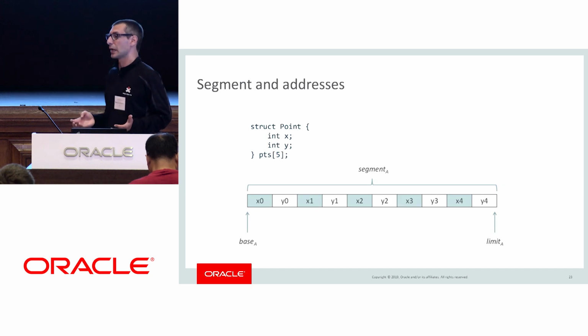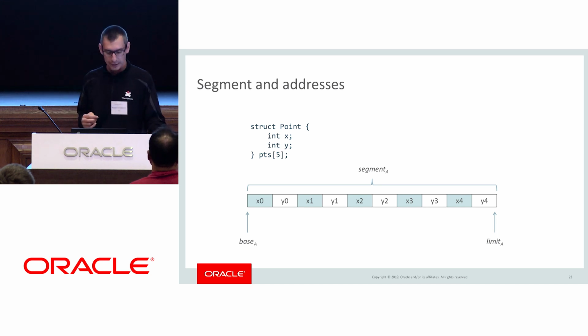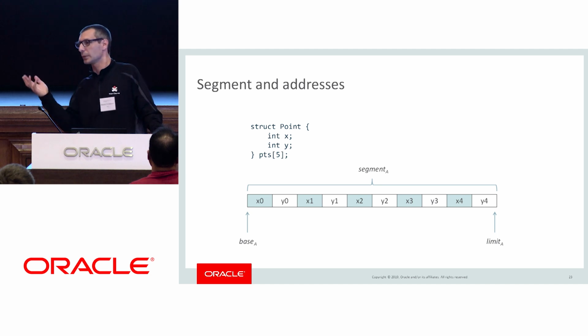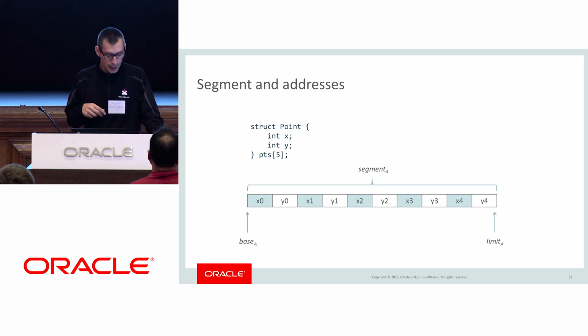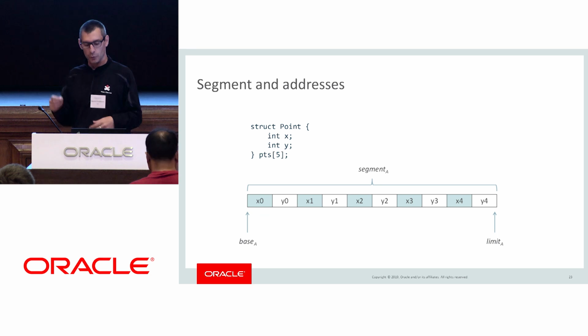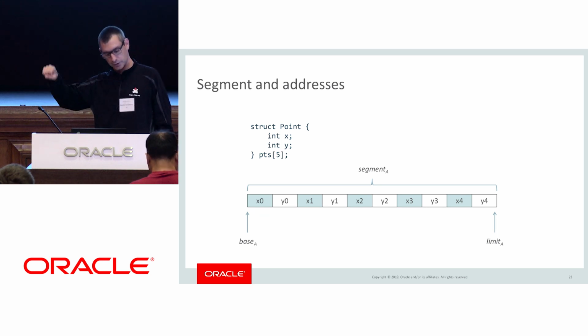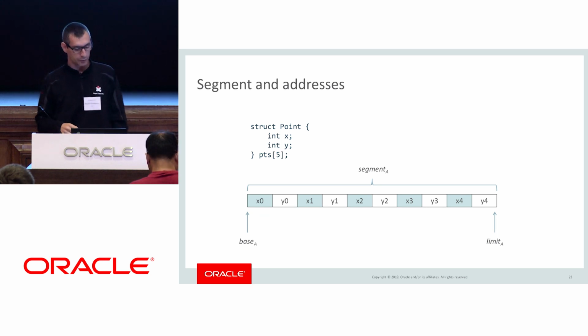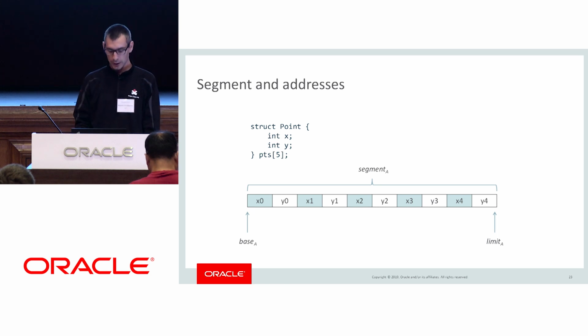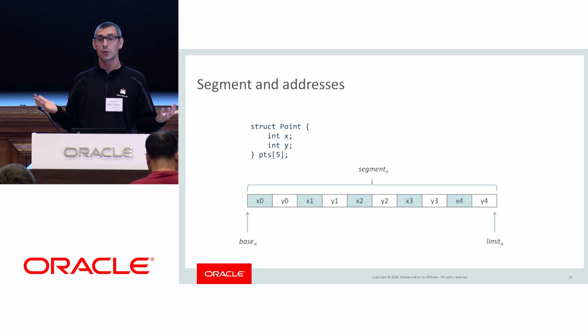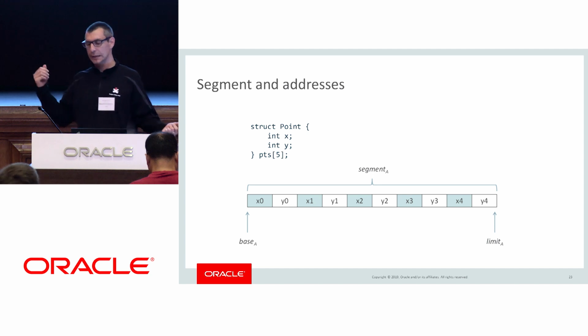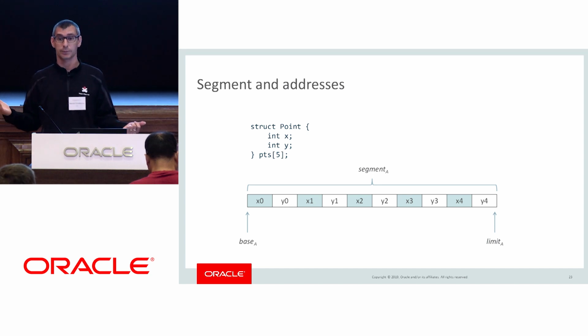So this is what a segment looks like. I use the C syntax to describe the layout of the segment a little bit better. We have a start point with two coordinates, x and y. We can assume that the coordinates are 4 bytes each. And then we have an array of them. We have 5 of them. So we have all the coordinates laid down, x0, y0, x1, y1, and so forth until x4, y4. As you can see, there are spatial bounds at play, because a segment naturally implies a base address, the start of the segment, and the limit address, the end of the segment.